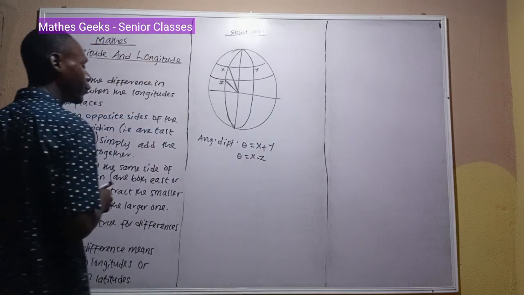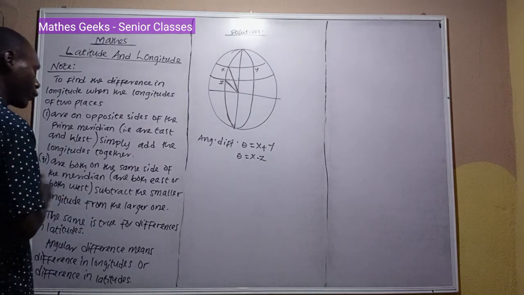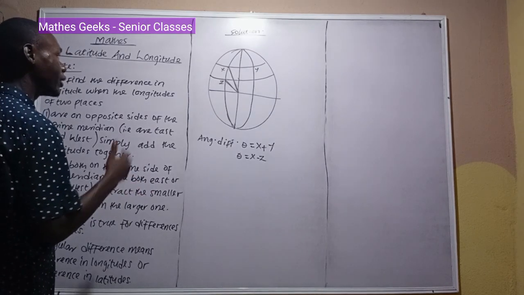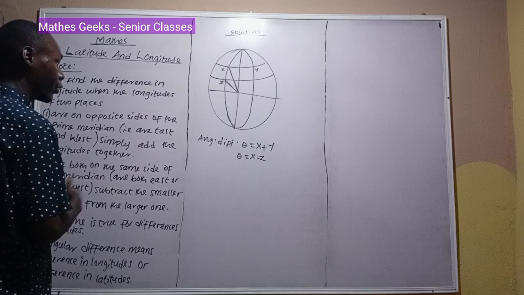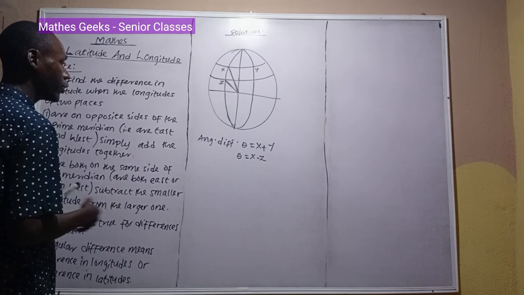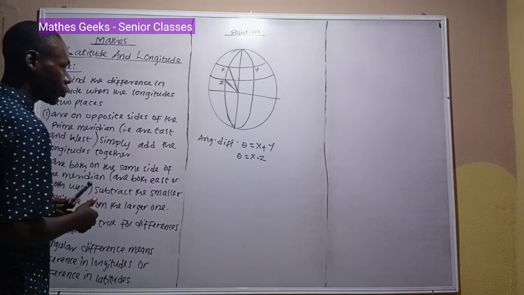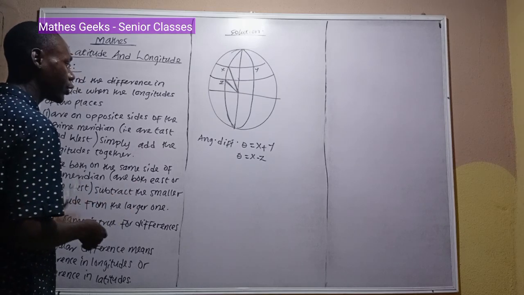So when the two longitudes are on different sides of the meridian, you add to get the angular difference. When they are on the same side of the meridian, either both west or both east, you subtract the smaller longitude from the larger longitude.